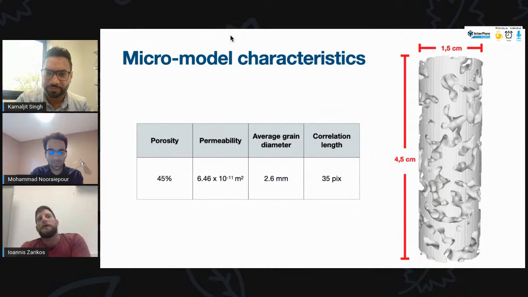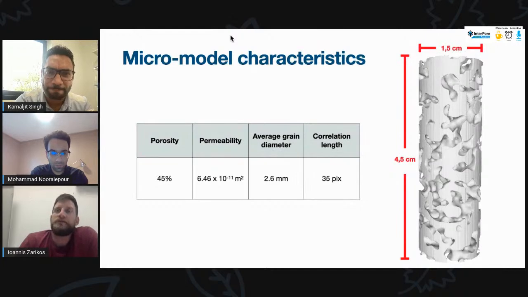Now, I understand that for most of us, a grain size of 2.6 millimeters is relatively large, but it's sandstone scale. So we had to create a relatively large model of 4.5 centimeters in length and 1.5 centimeters in diameter.